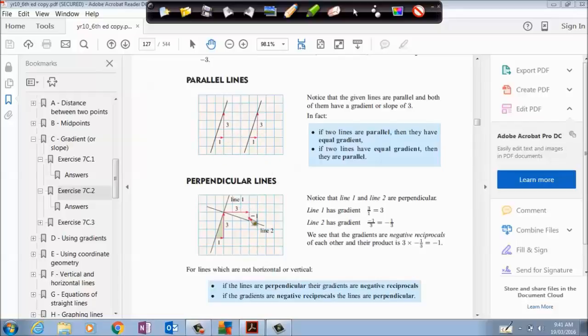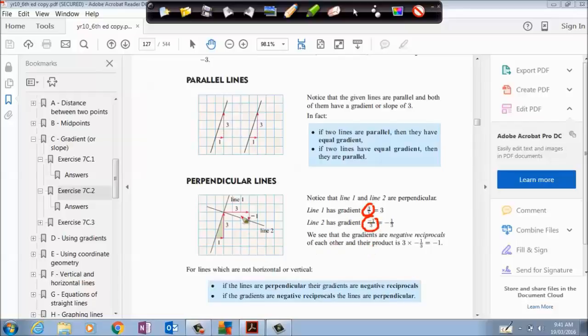Perpendicular lines are a bit different. Let's have a look at this number here. This is 3 on 1 for the slope of line 1. Line 2 is perpendicular to it, and to get the slope you invert it and times by a negative. So instead of 3 on 1 it's 1 on 3 but with a negative.